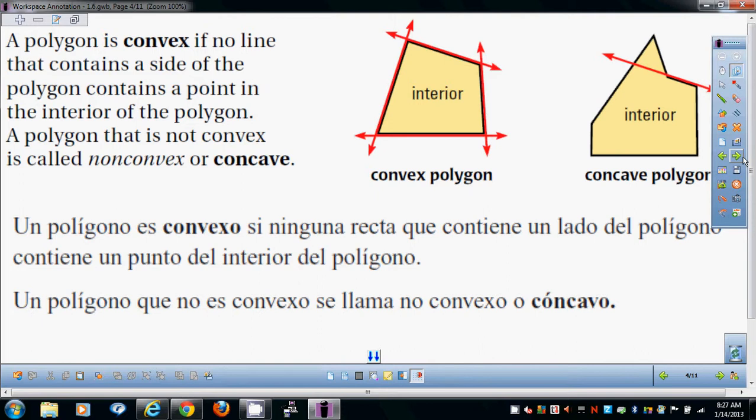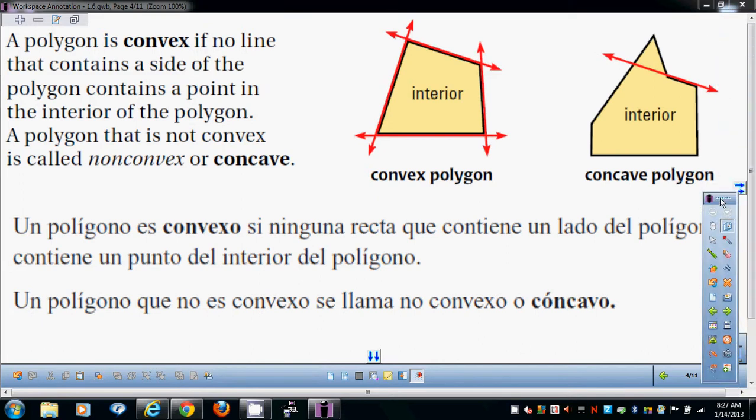A polygon is convex if no line that contains the side of the polygon contains a point on the inside. This is why we talked about interior earlier. Convex is something where none of the sides kind of cave in on it. Concave, they do. That's why I use the expression cave in.